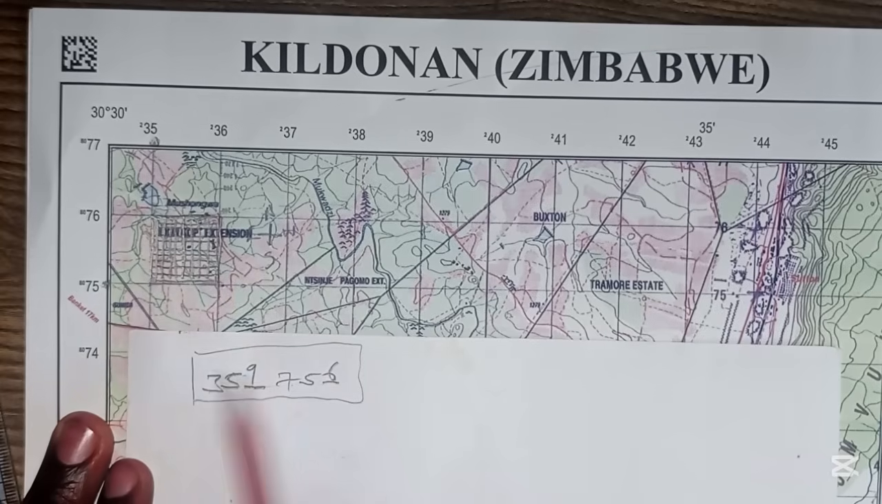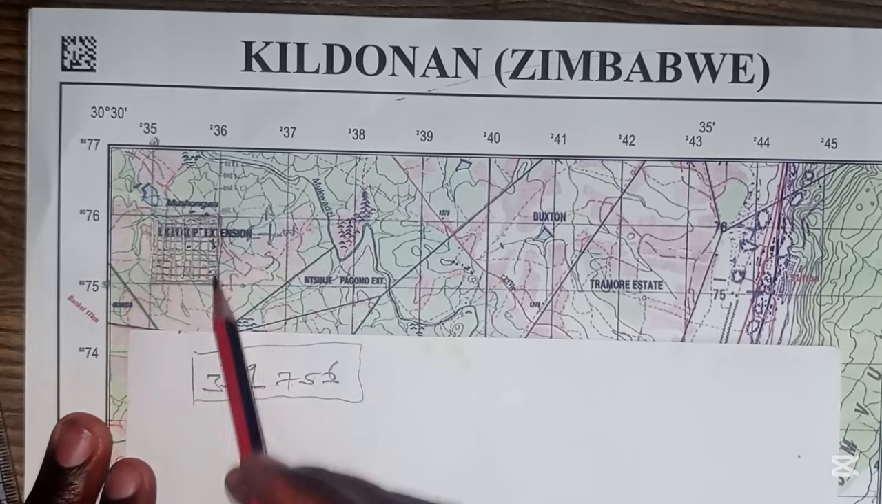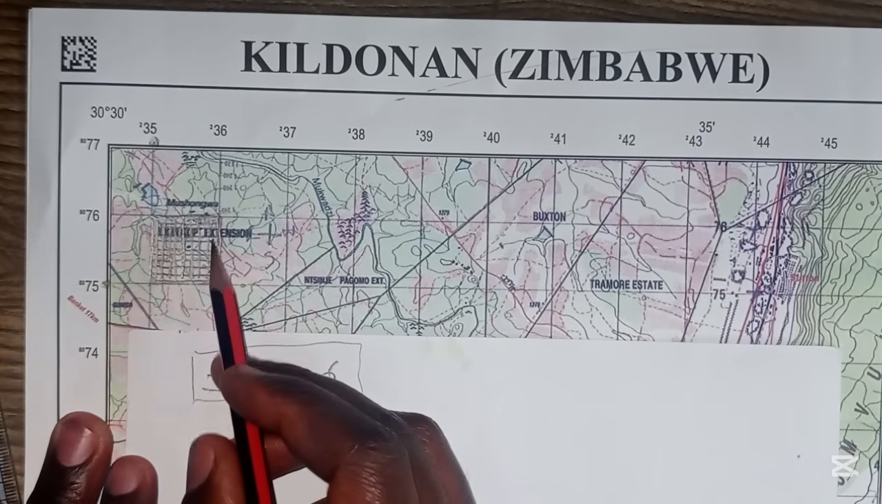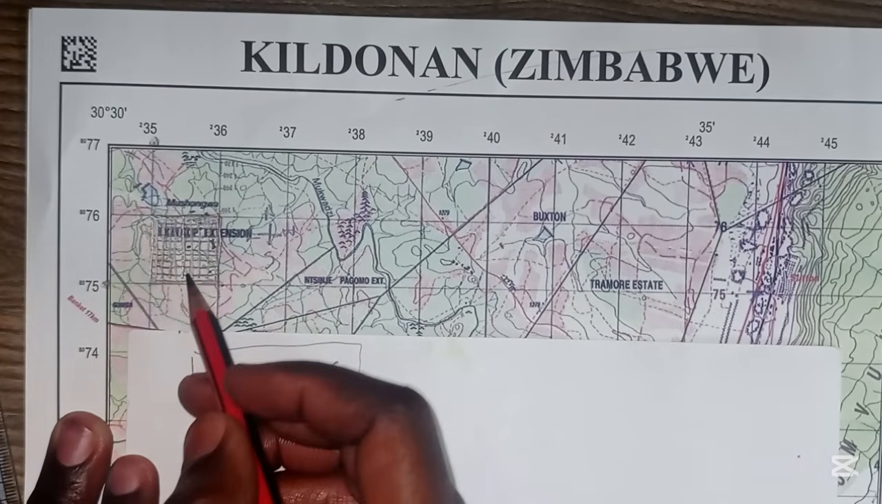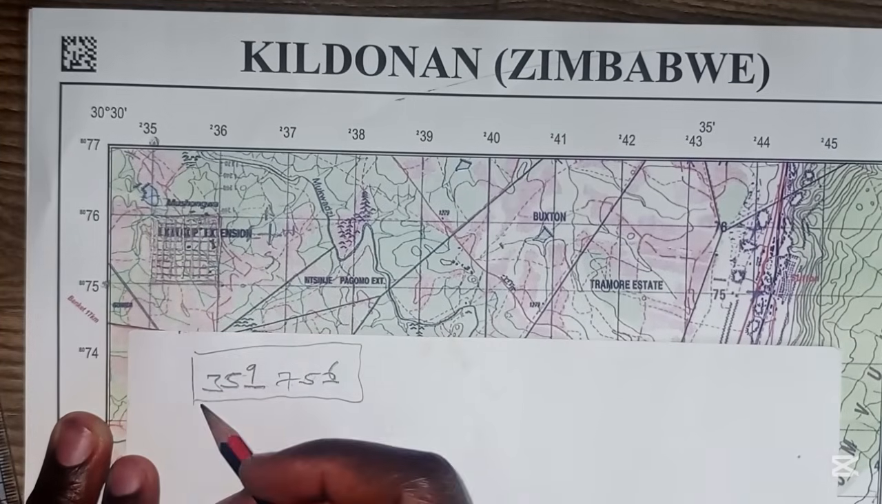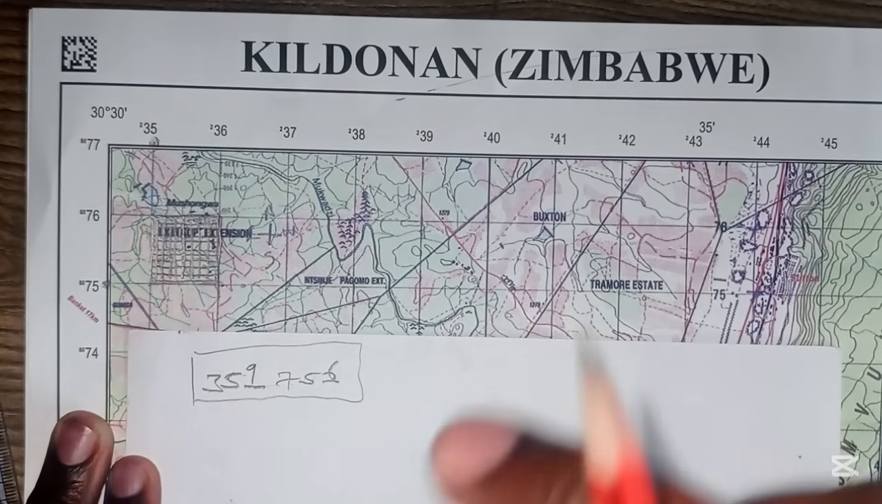This is the northing 75, you leave space, then you divide this into 9 equal parts. After that you do the same for the northings, then you just count the northing according to where the point you're looking for is. So that is how you find the 6-figure grid reference.